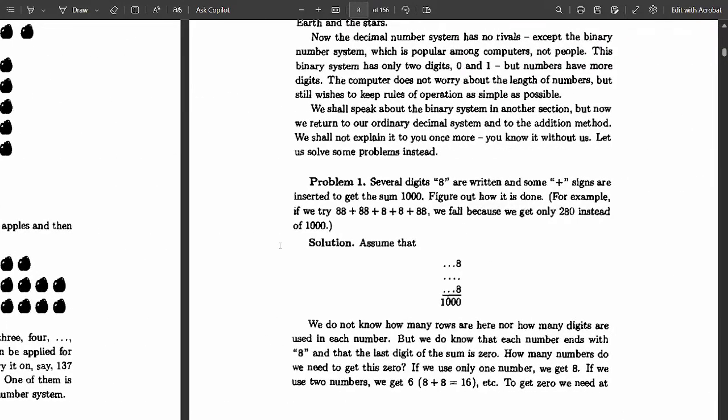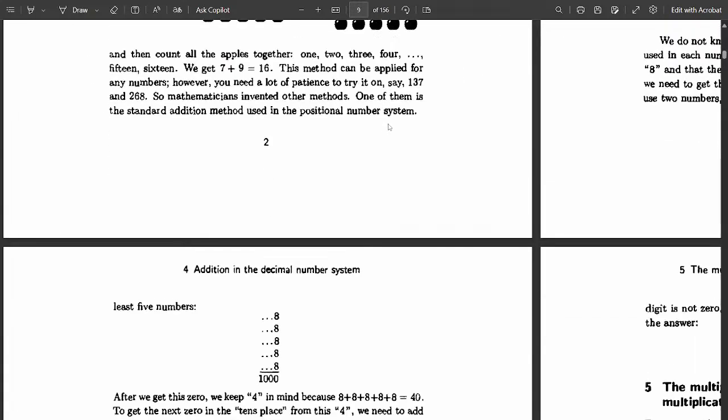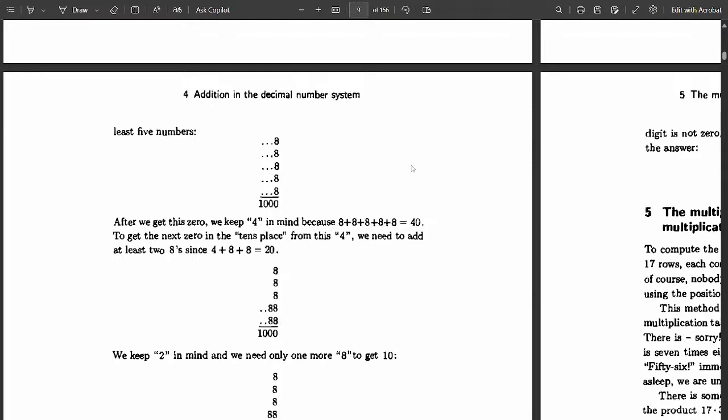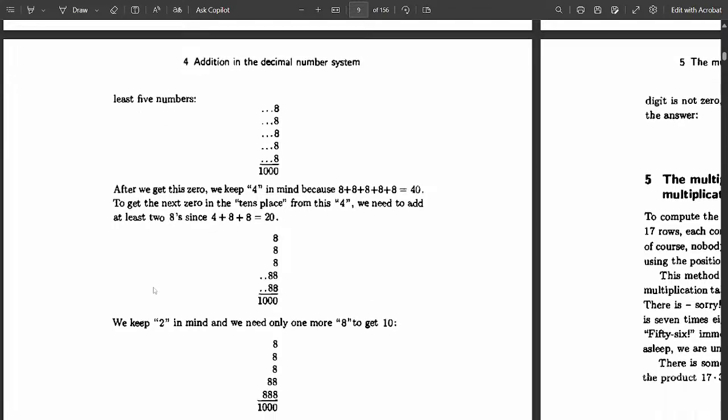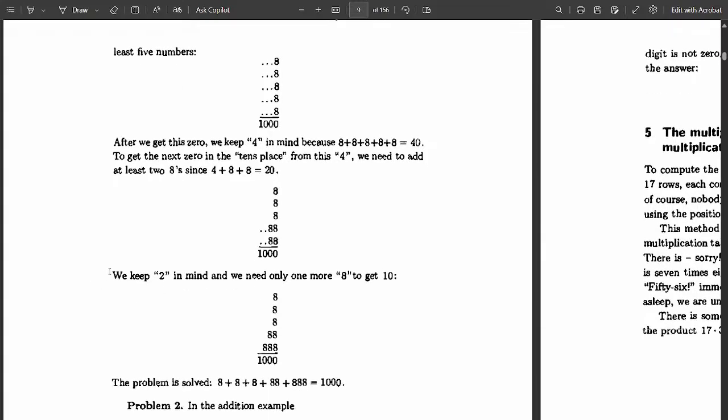Several 8s are written and signs are inserted. How is it done, for example? So they wanted to find the solution which uses the minimum number of eights. To get the next zero in the tens place from 4, we need to add at least two eights, since 8 plus 8 is 16, plus 4 is going to be 20. We keep 2 in mind, as we need only one more 8 to get 10.